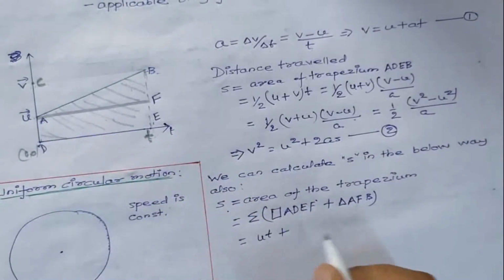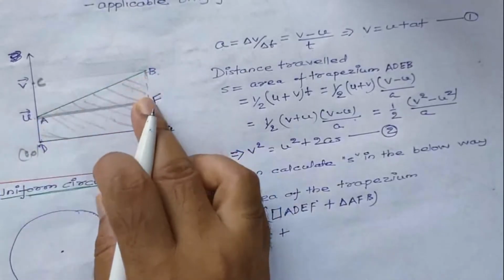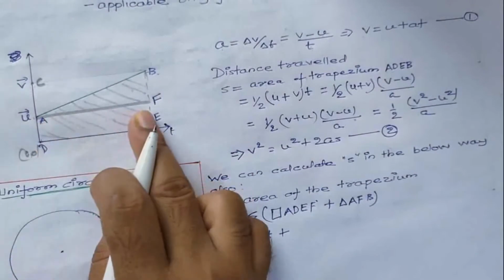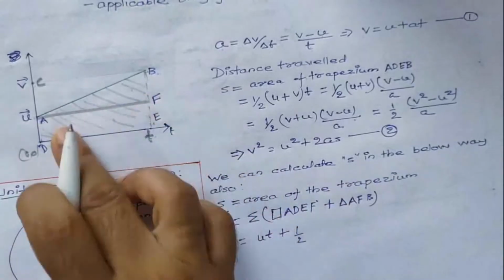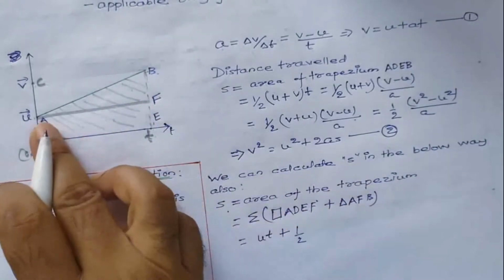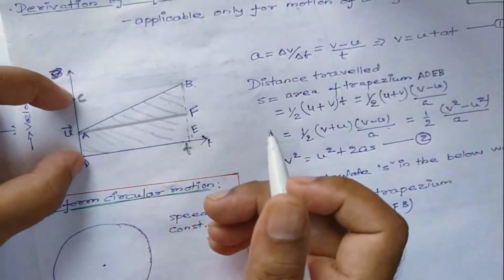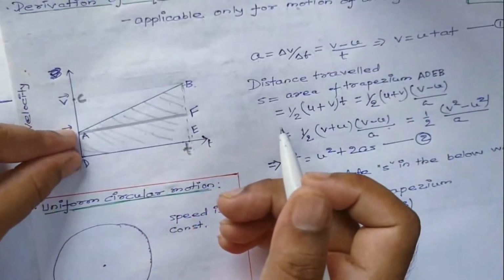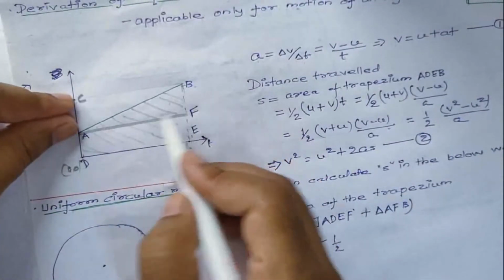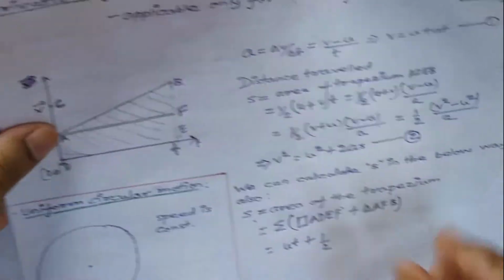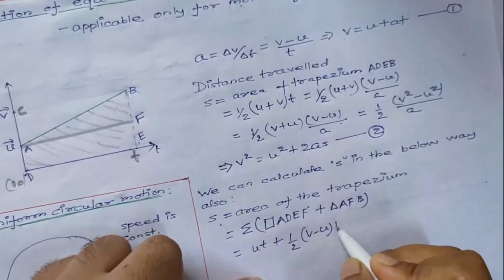Fine. Plus what is the area of a triangle? It is half of length into breadth. What is length? It is t, and what is breadth? See how to calculate breadth, guys. Up to this distance it is v, and this distance is u. So what is this distance, which is the height of this triangle? It is v minus u. So half of v minus u into t.